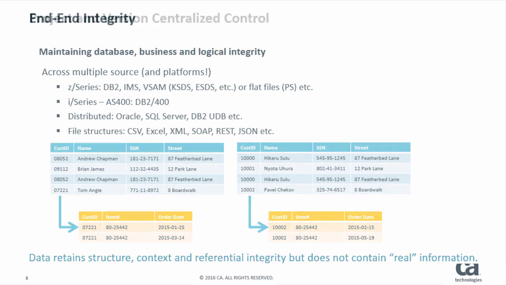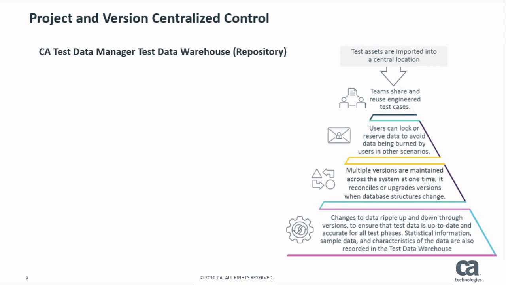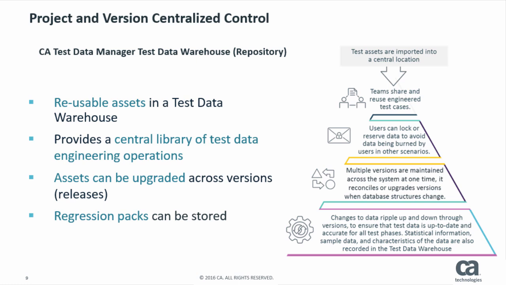So CA Test Data Manager uses this centralized approach of a test data warehouse or an agile data store. And essentially what we're looking at here is creating reusable assets in our test data warehouse as a part of our project. We've already registered and profiled the data content that we want to work with, so now we want to start building, as a part of our project and our version, some reusable assets, some masking rules, some synthetic rules, etc. This then very much enables a sharing of workload.